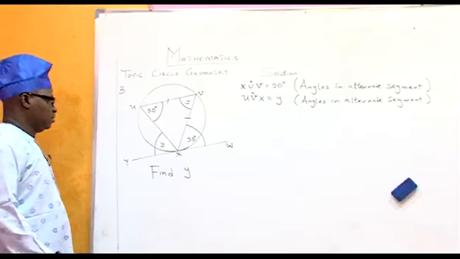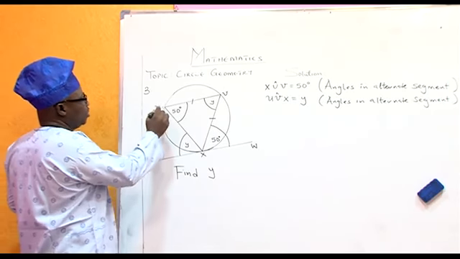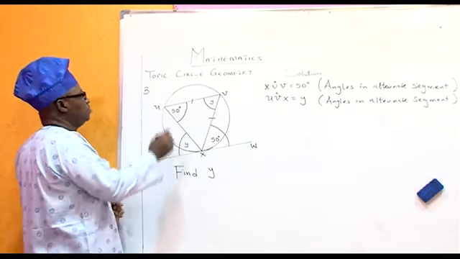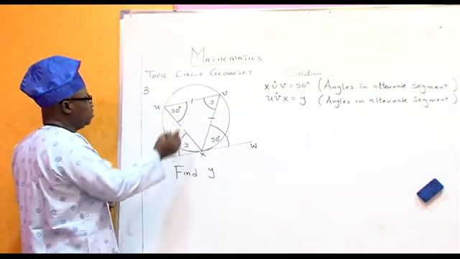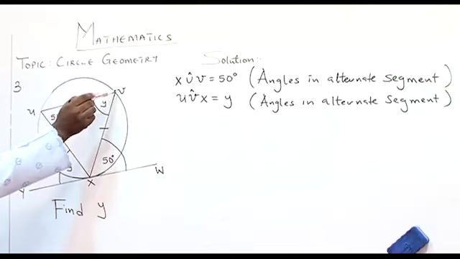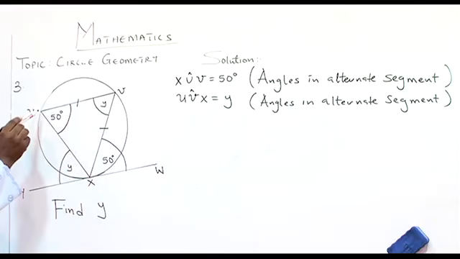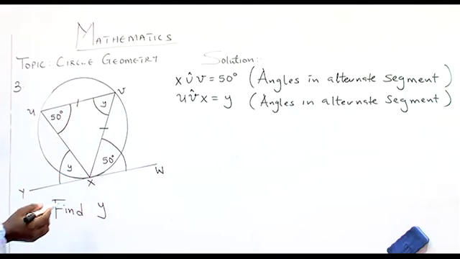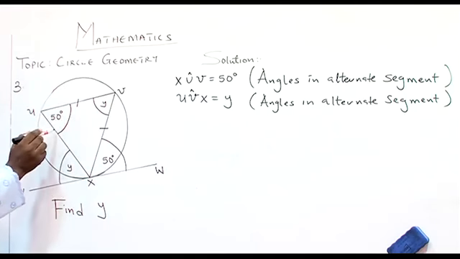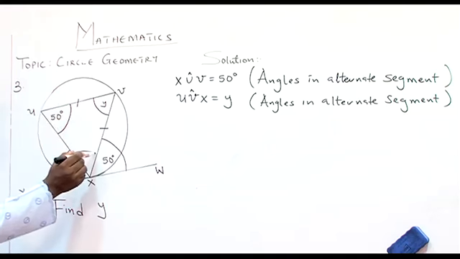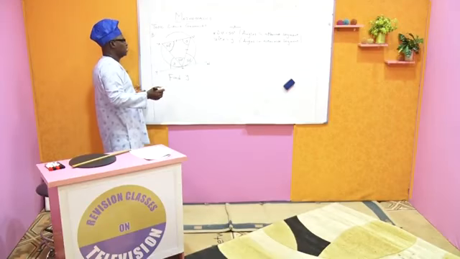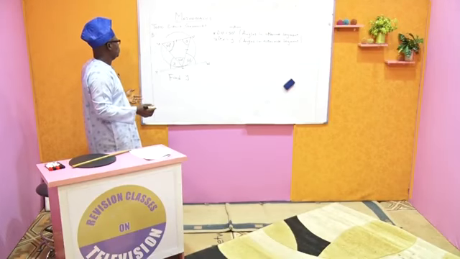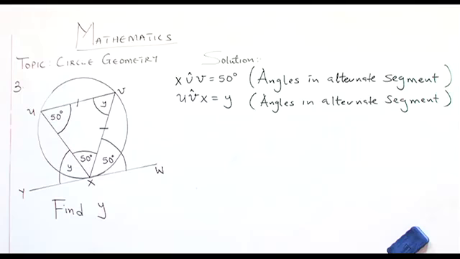So at this point, looking at this triangle UVX, it is an isosceles triangle because this symbol shows that these two lengths are equal. That is, UV is equal to VX. So for an isosceles triangle, the base angles are equal. So if this base angle here is 50, automatically this one here will also be 50, because the base angles of an isosceles triangle are meant to be equal.